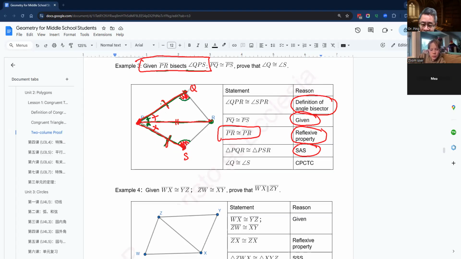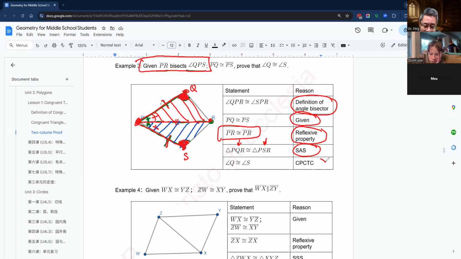So therefore, based on side angle side, the triangle on the top, PQR, this triangle, is congruent to the bottom triangle. This we just proved, side angle side. Now, given that, this angle is congruent to this angle. Because look at it here, Q matches S. So therefore, those two angles are congruent.